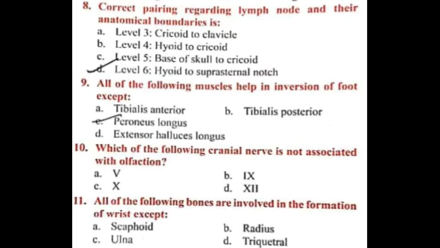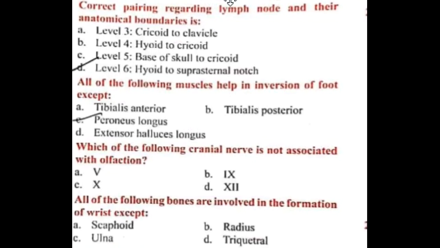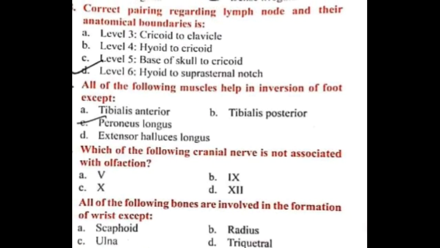Hello friends, so these are the questions which were asked in the previous year AIIMS question paper. First, the correct pairing regarding the lymph node and their anatomical relationship. For this, you will have to know the lymph node groups and their anatomical relationship to understand.